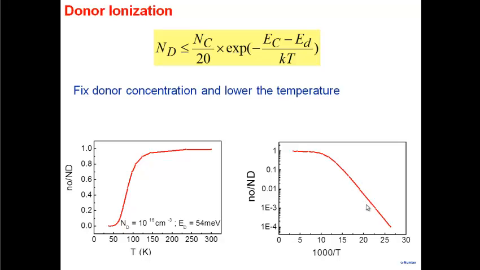It drops exponentially here. And again, using the equations that you have, you can derive and show that in this region, at low temperatures where it is dropping rapidly, N0 is the square root of NC Nd by 2, exponent (EC minus Ed) by 2kT.